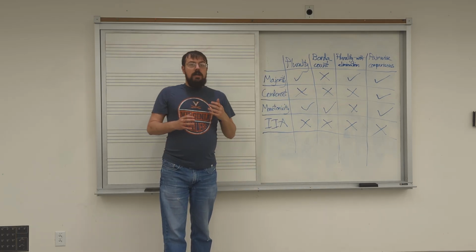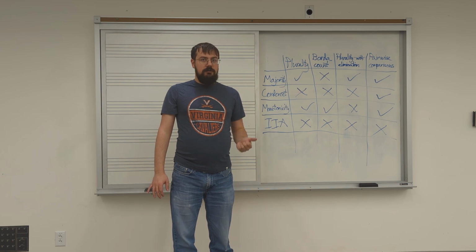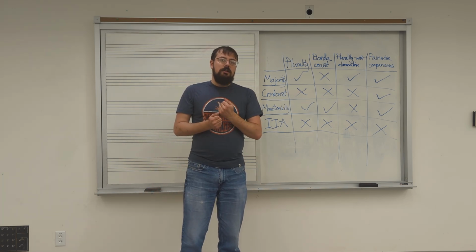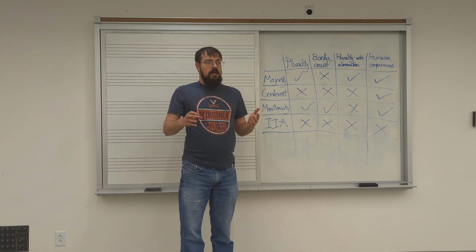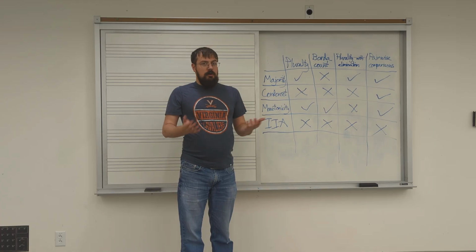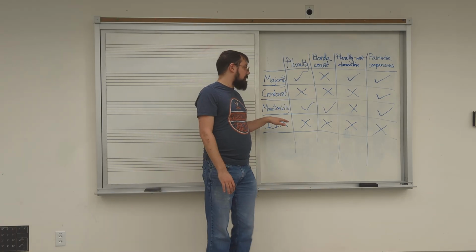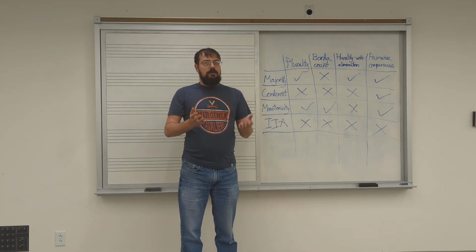And then finally, we have the IIA, or independence of irrelevant alternatives criterion. And what this basically says is that when we remove a losing candidate, that should not alter the winner of the election. And as we can see, none of the voting methods that we've talked about satisfy this criterion.